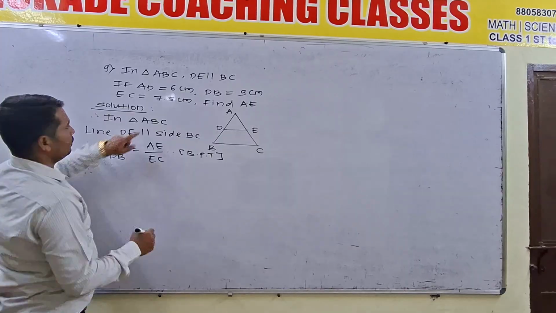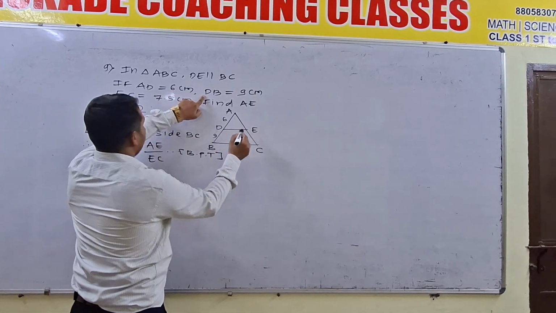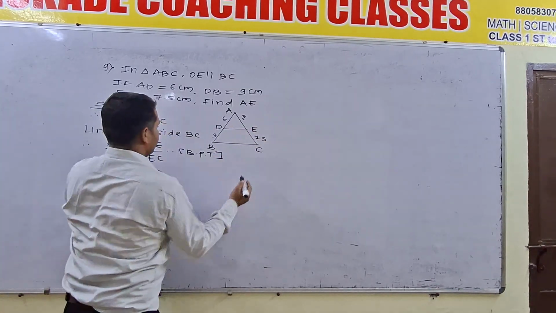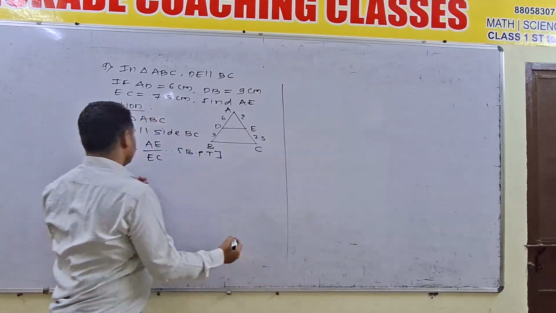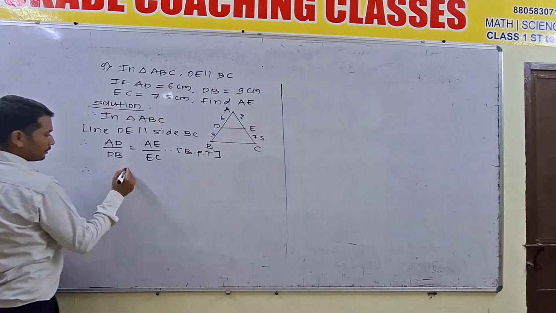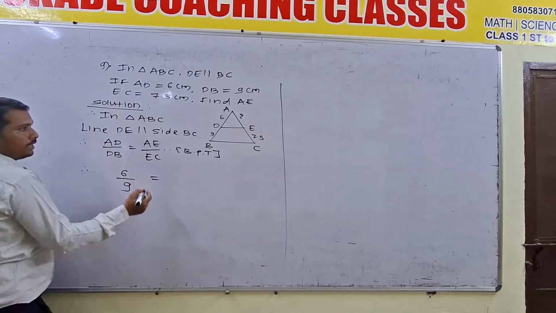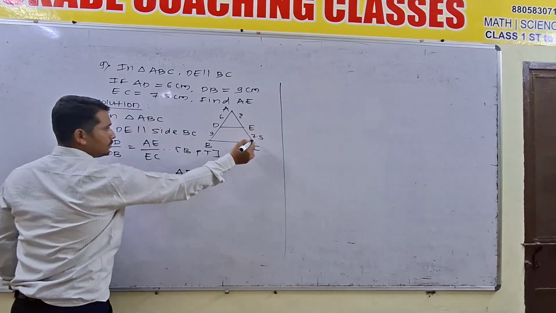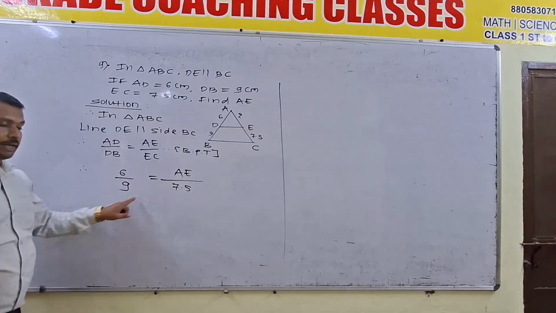So what we learn? AD is given. Look at here. AD is 6, DB is 9, AE is what we find, and EC is 7.5. So write down here, substitute the values. AD upon DB: AD is 6, there is 6 upon DB, DB is 9, is equal to AE upon EC, EC is 7.5. We are cross multiplying here.